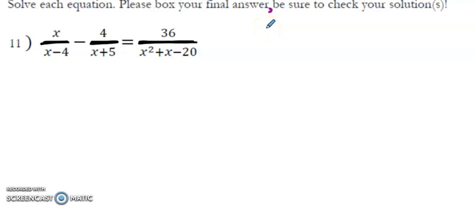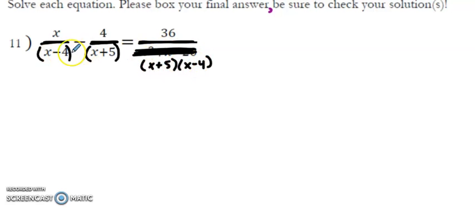So the first thing I like to do is figure out what is my least common denominator. Well, the first term has a denominator of x minus 4. The second one has a denominator of x plus 5. This one I'm going to factor into x plus 5 and x minus 4. And so what I notice is that this one has both of the terms over here. So this becomes my least common denominator. Had it not had those two terms in it, I might have had to do a little bit more work to think about what my LCD would be.